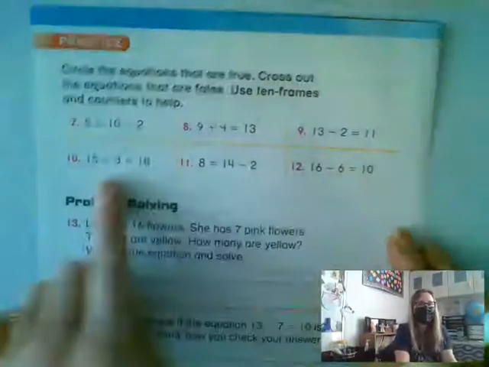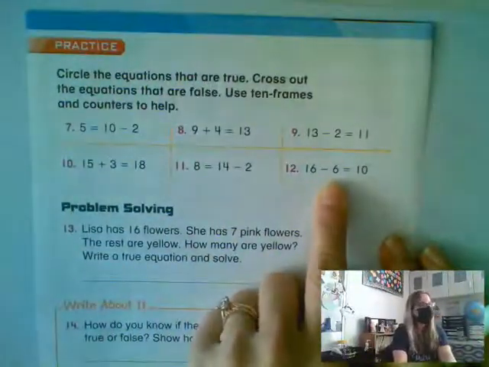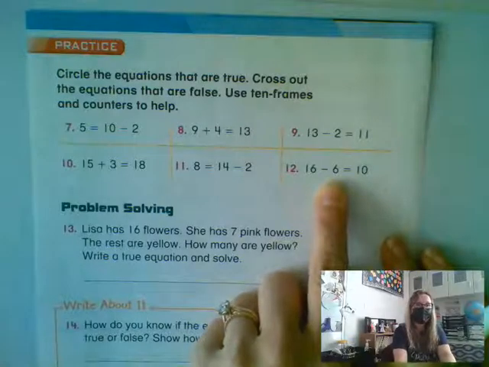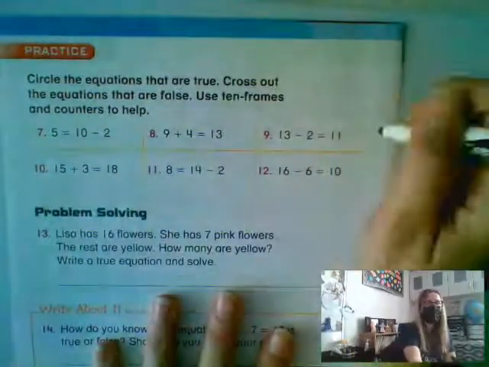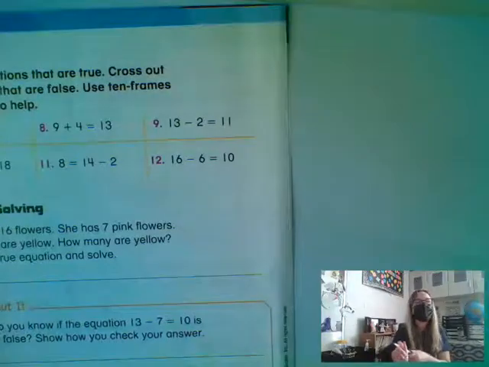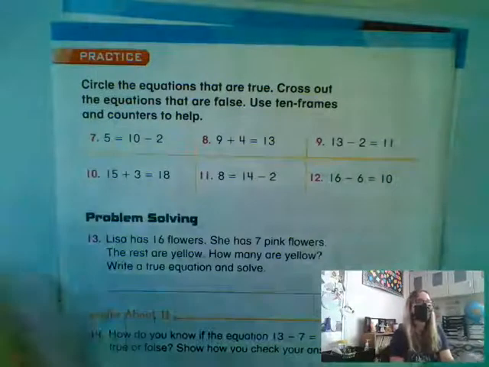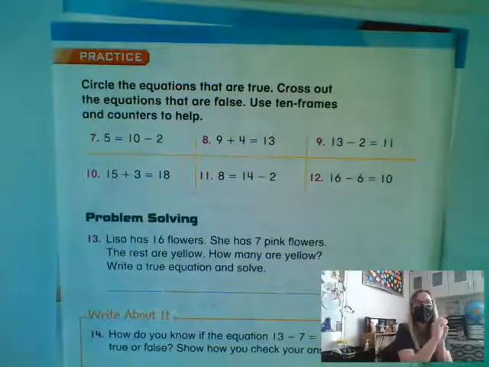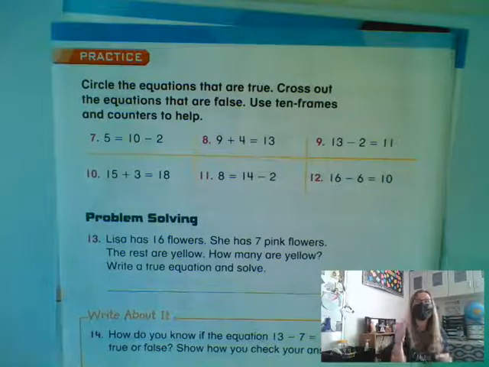Now what I'd like you to do, if you turn the page here, there are 1, 2, 3, 4, 5, 6 problems here from 7 to 12. I'm going to give you some time to work through those equations on your own. Do it the same way we just did. You can draw a 10 frame on your page, on the side of your book, or on a scrap sheet of paper. Figure out if it's a true equation, circle it. If it's a false equation, put an X through it. And then in a few moments, once we're all done working through those problems, I'll go over the answers with you.